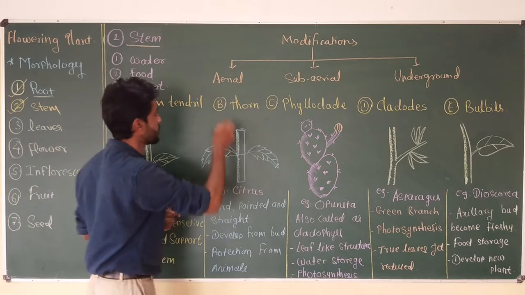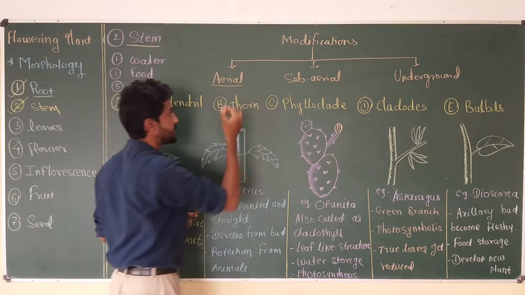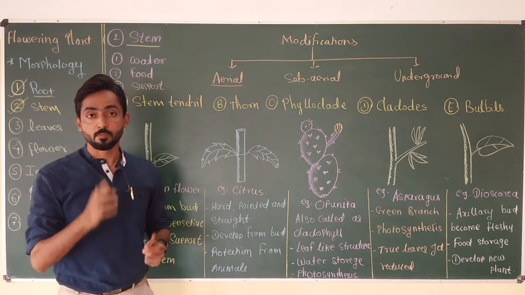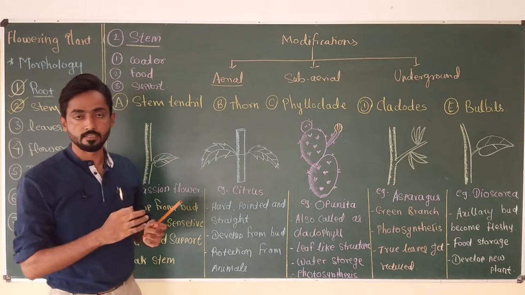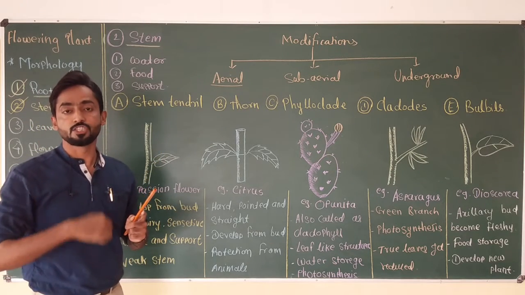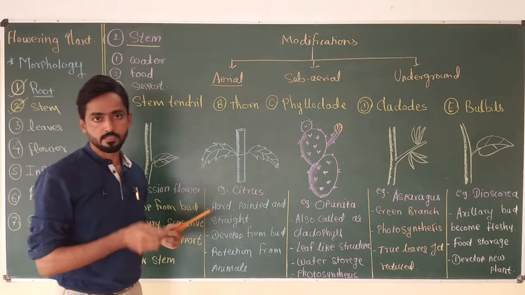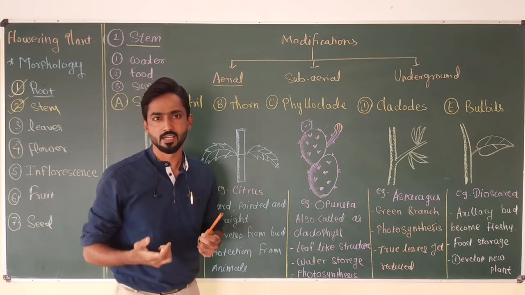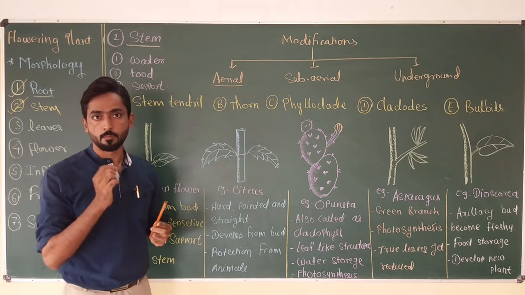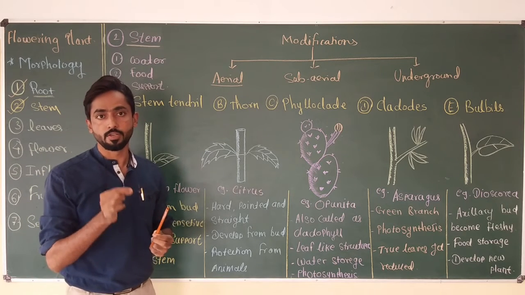Okay, aerial modifications are nothing but the type of changes that occur in the stem which is present in the air. That means generally these types of stems are present in the air, they are aerial, and they get changed. This type of modification mainly occurs for food storage and for reproduction. Okay, and these modifications are observed in buds, mainly in vegetative buds.